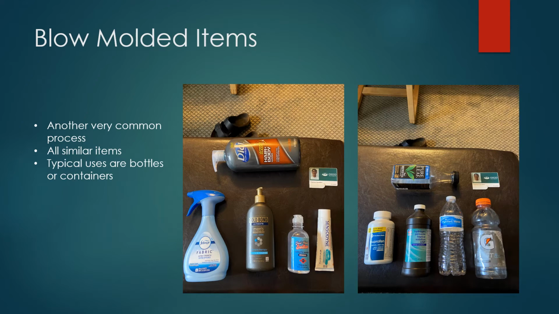It's going to be something like a water bottle or a container for hygiene products or cleaning products. So I guess you can see the way I identified these was there was the little nub on the bottom when it was pinched off during the molding. So that was actually on all these items. So they were pretty easy to spot. I would say the easiest out of all of the processes.